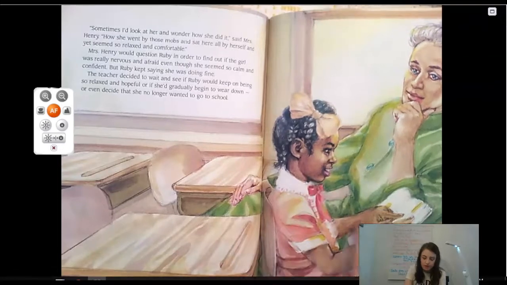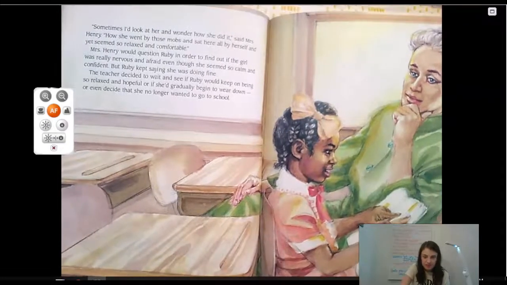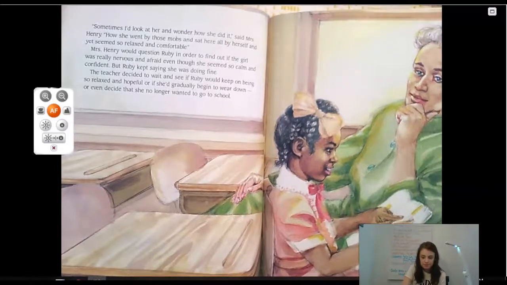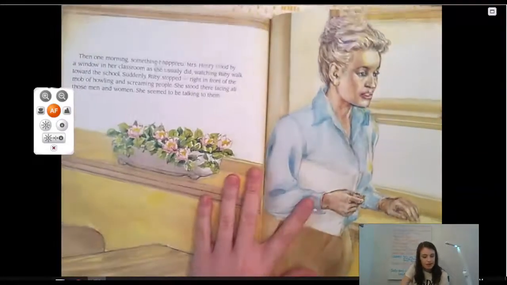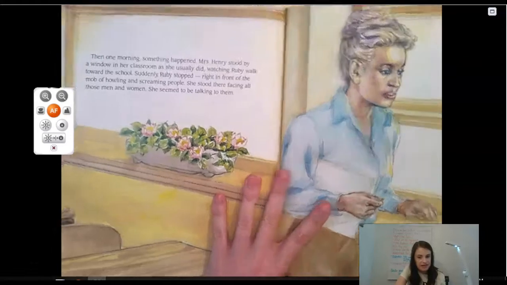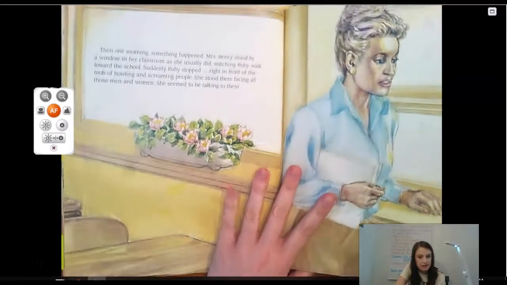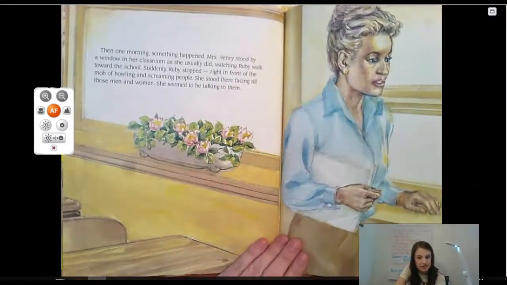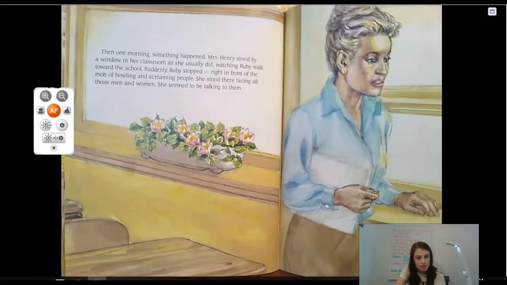Wow, and Ruby looks so happy. She must be so brave and strong. Then, one morning, something happened. Mrs. Henry stood by a window in her classroom, as she usually did, watching Ruby walk toward the school.